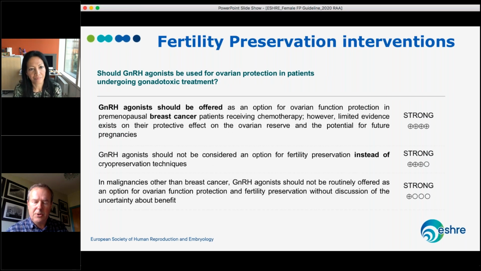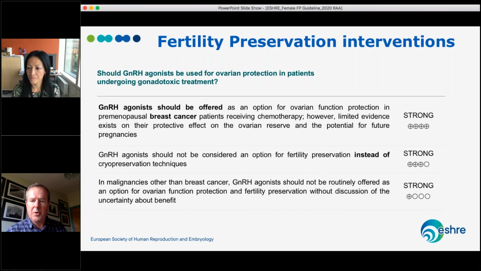One of the most difficult areas that we discussed at length was the value of gonadotropin-releasing hormone agonists as ovarian protection. This is an area where there is perhaps some of the best evidence of an effect through large randomized controlled trials. We felt that there was strong evidence that it should be offered, particularly in premenopausal women with breast cancer. But the evidence in terms of outcome on ovarian reserve and future pregnancies is still quite limited, and therefore we had that caveat in that recommendation.